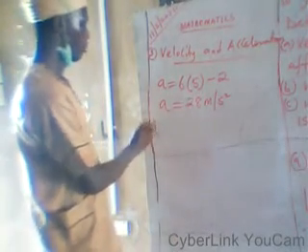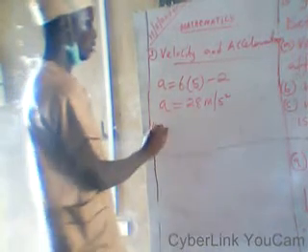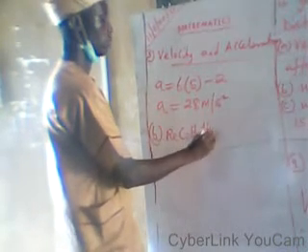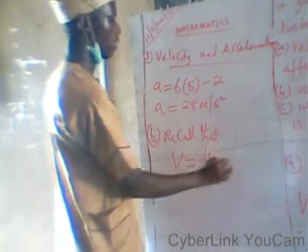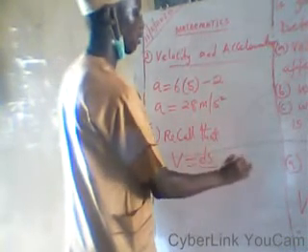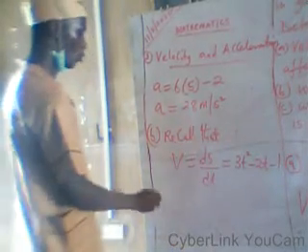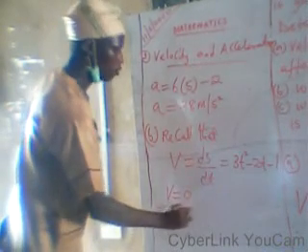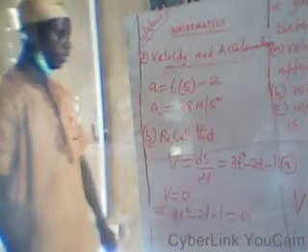Then the second one, B, we are asked to find when the velocity is 0. We recall from our previous solution that our velocity, which is equal to ds all over dt, we got 3t squared minus 2t minus 1. So v equal to 0 implies that 3t squared minus 2t minus 1 is equal to 0. So this is a quadratic equation, and we need to solve this quadratic equation.